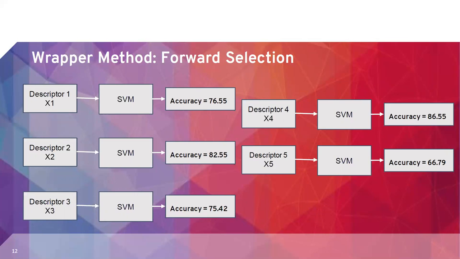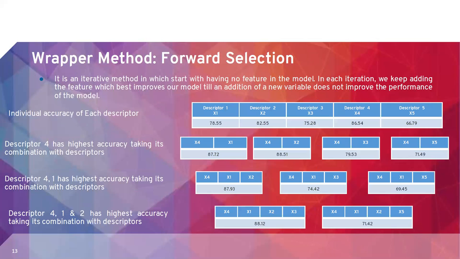In the forward selection, one attribute at a time is evaluated separately. Suppose we have five attributes, attribute one only is used, and a classifier like SVM is used to find out the accuracy. Then attribute two is used, then three is used as input data, and then four and five are used. The attribute which has the maximum accuracy, here we find descriptor four has the maximum accuracy. So this is now selected. Now along with this attribute, all other attributes are added one at a time. So X4 and X1, now we have two attributes. With these two attributes, the classifier is run, the accuracy is found out. X4 and X2, then X4 and X3, and X4 and X5.